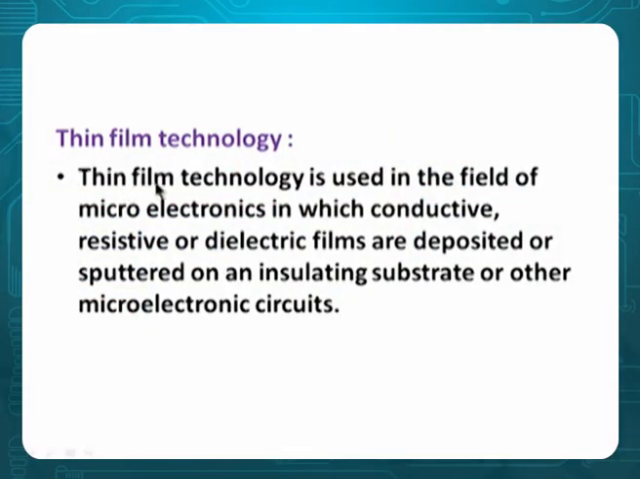Second, thin film technology. Thin film technology is used in the field of microelectronics, in which conductive resistors and dielectric films are deposited and insulating material is also developed. That is called thin film technology. For example, after making ICs, you develop some silicon dioxide layer, that's called thin film technology. So these are the two types of technologies, thick film and thin film.